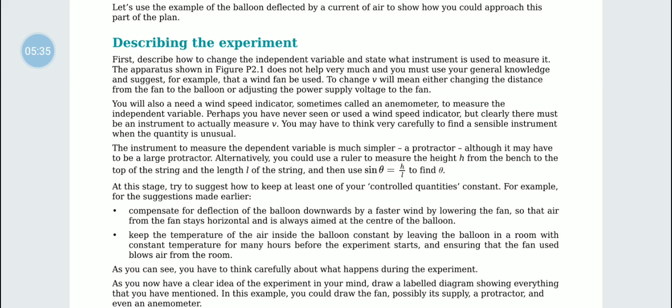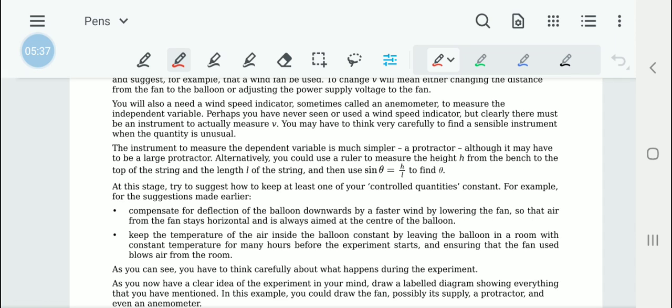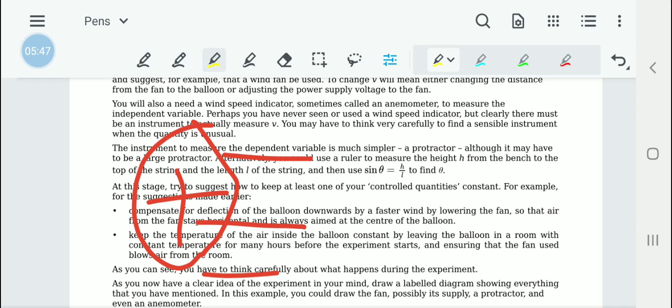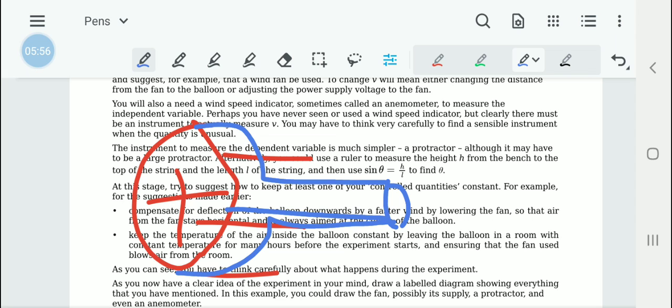It is something like this. If I am to draw, let's say this is the fan. From this fan, air is blowing in this direction. What you do is you put a cover in front of it with a hollow tube. So this end is open, and the air will be coming out of this.